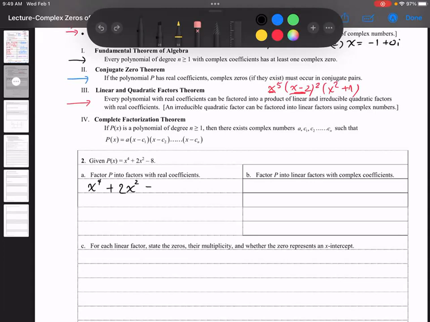I know this is not quadratic, but I can treat it as quadratic, right? It's called quadratic in form. It's similar-ish, not quite, but similar-ish. Can you find two numbers that multiply to negative 8 and add to 2?